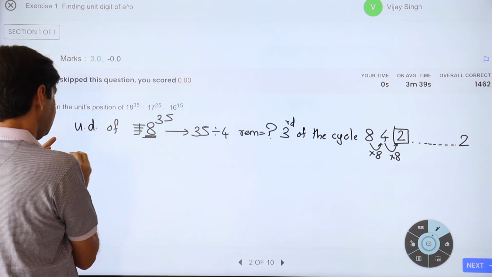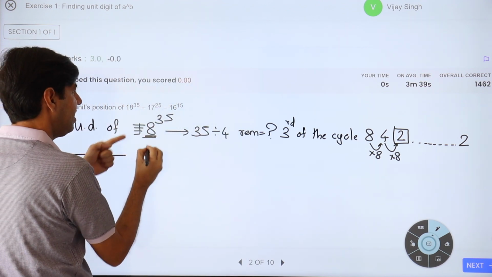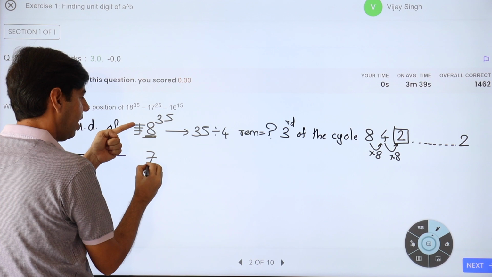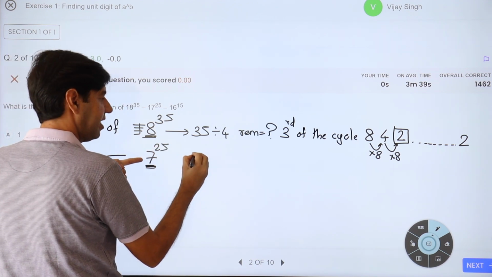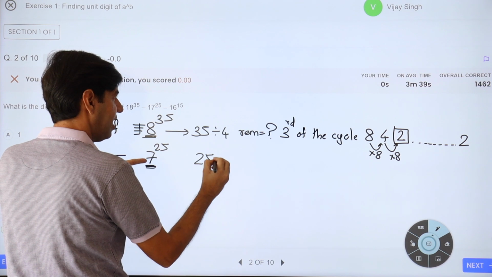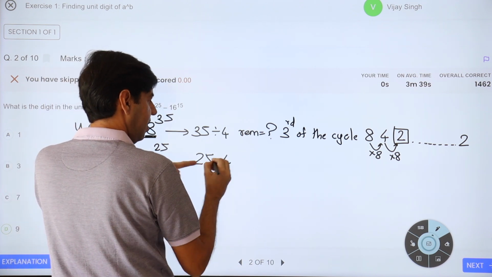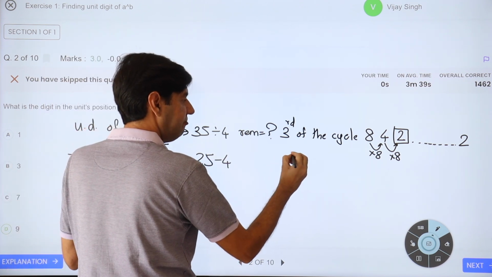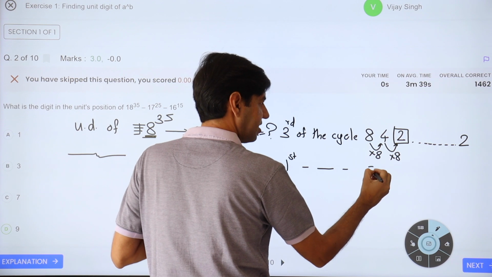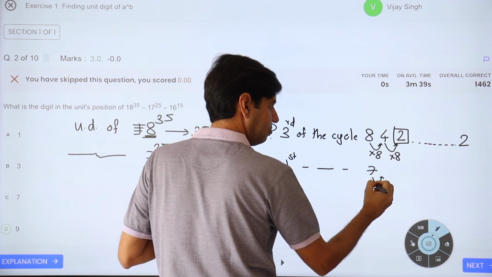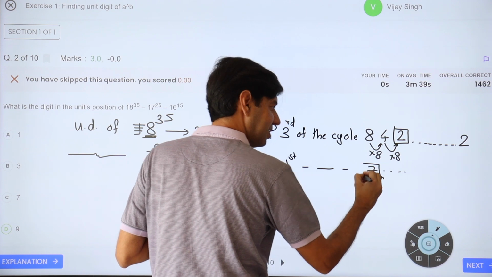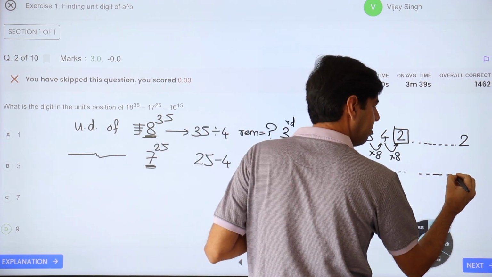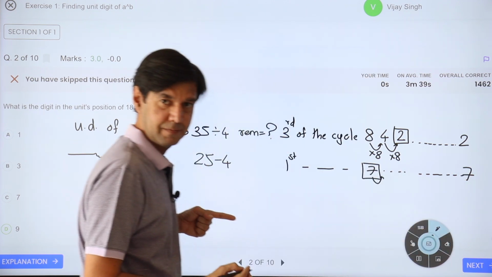Now repeat for the unit digit of 17. I'll only worry about 7 raised to 25. 7 also has a cycle of 4. So 25 I will divide by 4. The remainder is 1. First in the cycle, what cycle? 7. So the first itself. Forget whatever else, the first itself. So this is a long number ending with a 7.